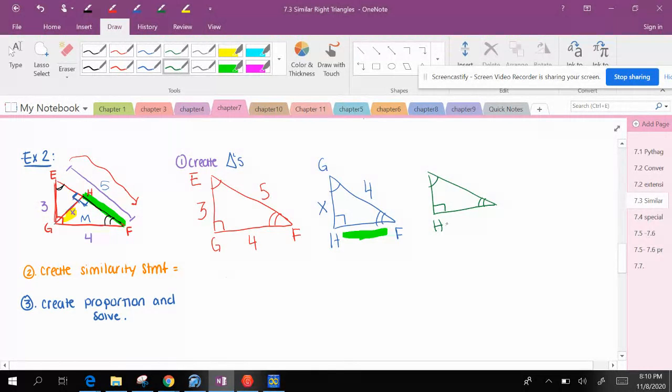My right angle is H. My 1 tally is E. My 2 tallies must be G. And we're going to go and label the sides. EG is 3. HG is X. We don't know what this is right here.